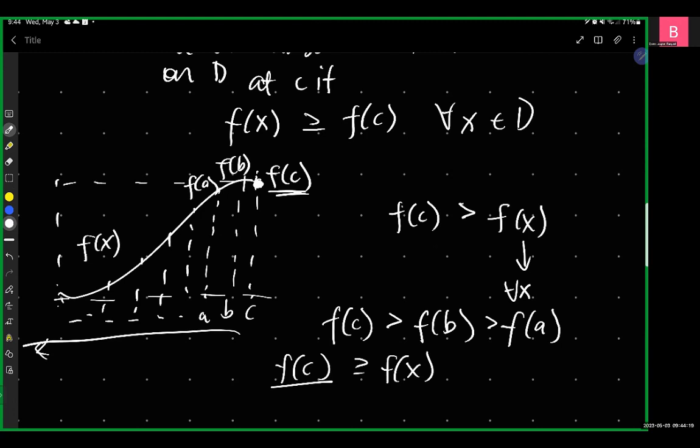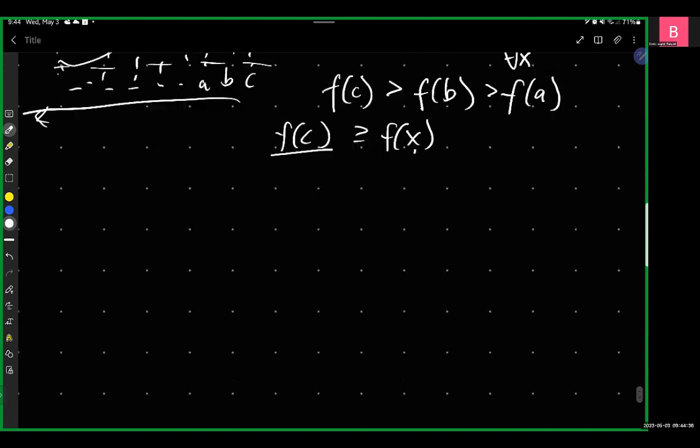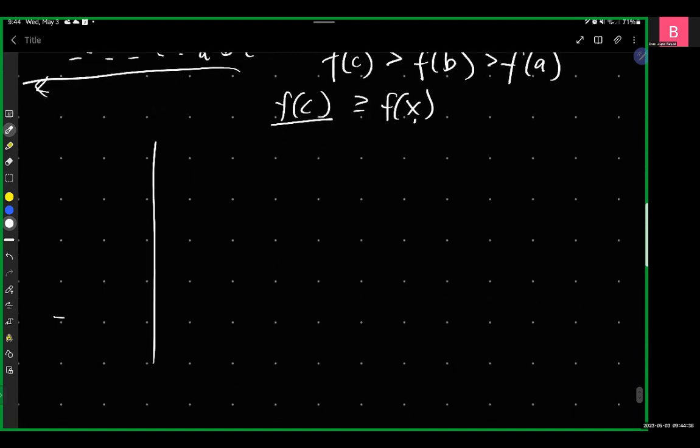That is what it means: for all values of x aside from c, when you plug them into the function, the value you get is less than f of c. So let's take an example to make it clearer. Again, let's consider the simple function y equals x squared. The interval that we're working on is just 0 to 1.